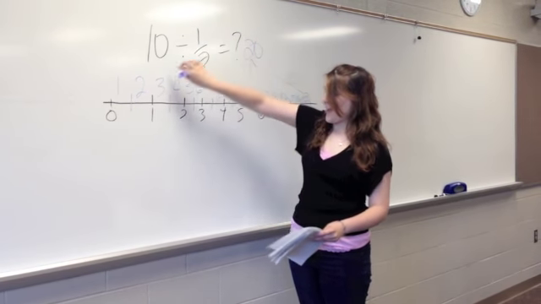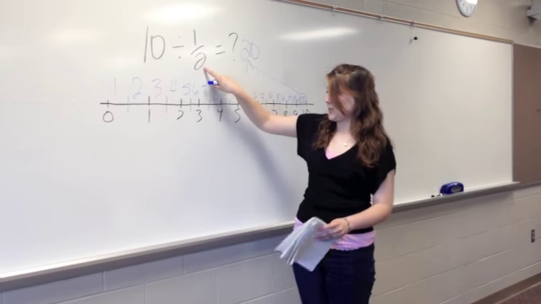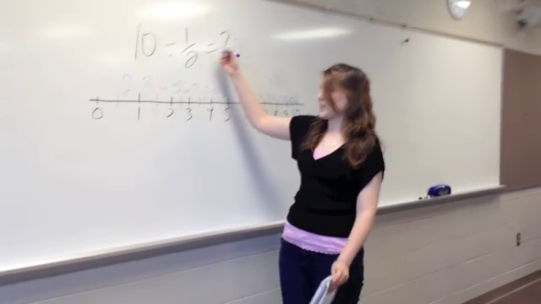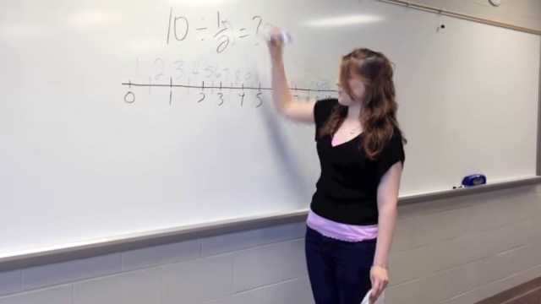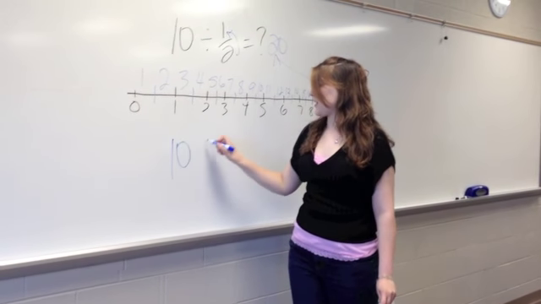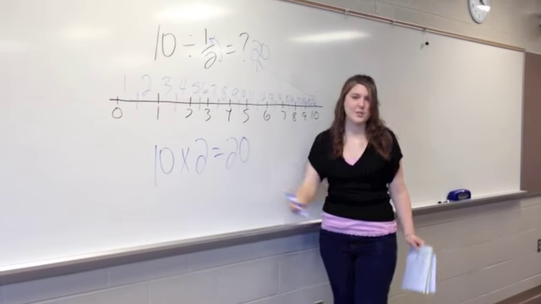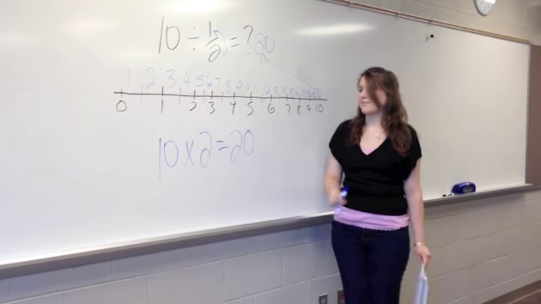If you multiply 10 by 2, it equals 20. So essentially, you are flipping the 2 up, which would make this equation here. 10 times 2 is 20.